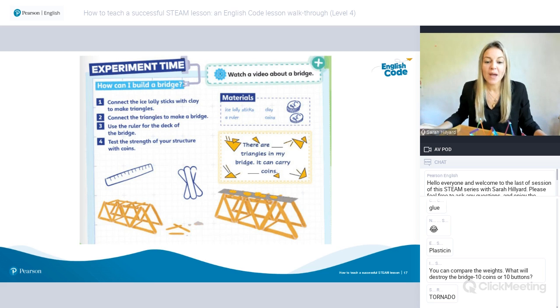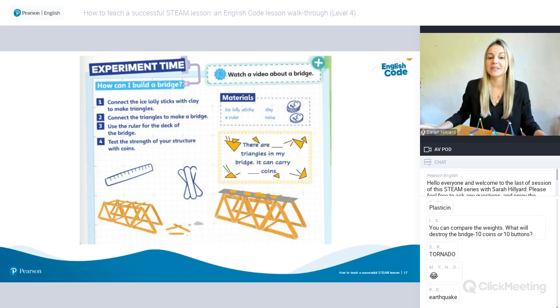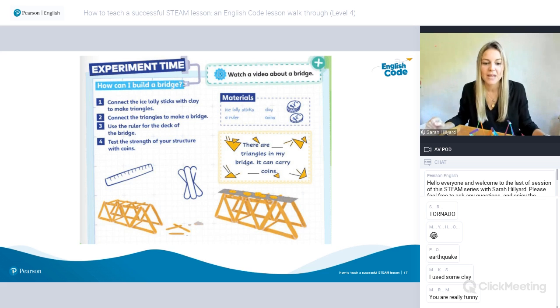You can compare the weight, Serena says. What will destroy the bridge? 10 coins or 10 buttons? That's great. So you're going to compare the weights of buttons and coins. Yep. You use some clay, Monica. You're the lucky one with clay at home.